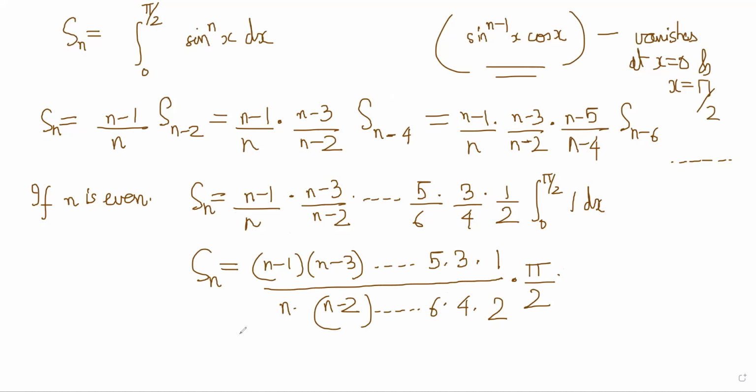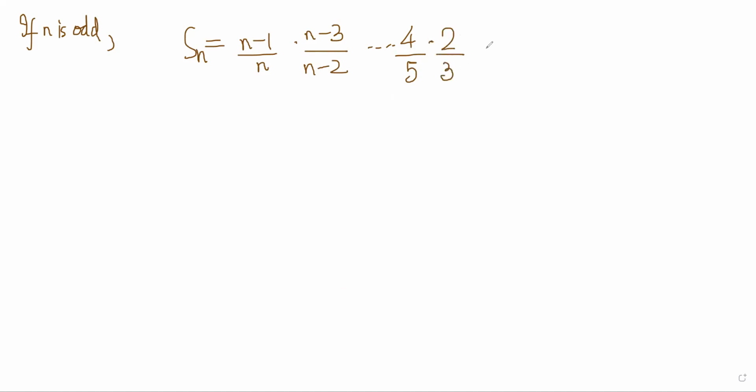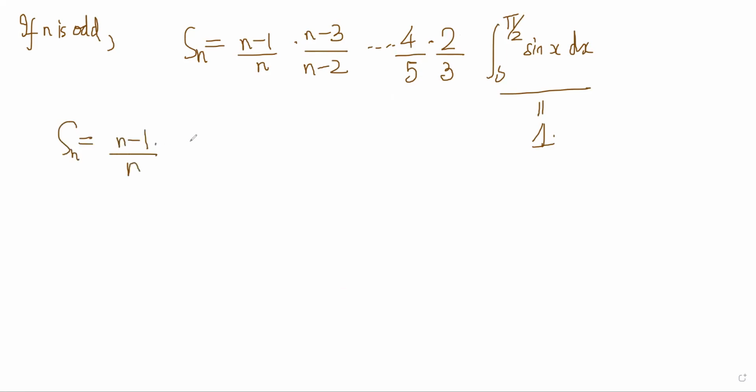in that case you will get this situation. If n is odd, you will have S of n equal to (n−1)/n into (n−3)/(n−2), and so on till 4/5, and then 2/3, and finally you will have S of 1, which will be the integral from 0 to π/2 of sine x, right? And the value of this is actually equal to 1. So your formula will end at 2/3 if n is odd. S of n will be this, right? 4/5 to 2/3, right?